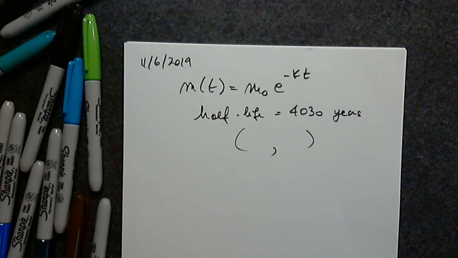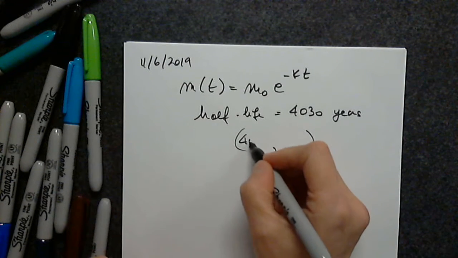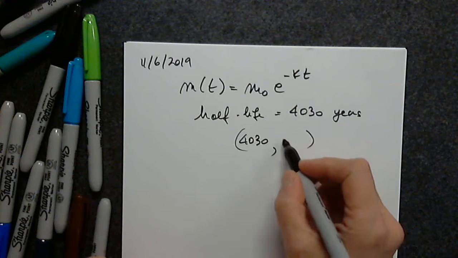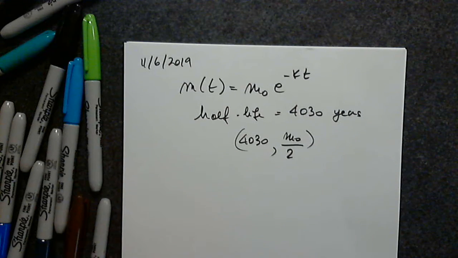You just told me before we started: what happens in 4,030 years? Exactly. So 4,030, M0 divided by 2. We start with M0. We don't care what it is, but we know that in 4,030 years, we'll have half of M0. And this is the point we need to carefully put in the model. So I'm ready for the point.